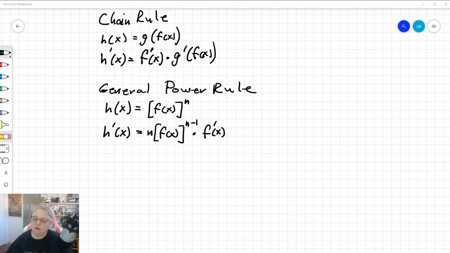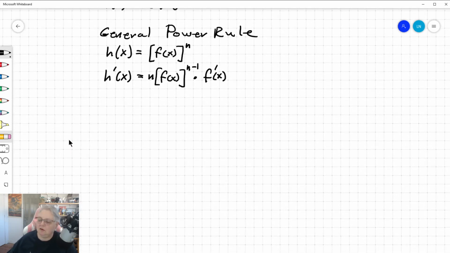Let's start with one that we can't do any other way. So let's just jump into this with a problem that there is only one way for me to do. So let's take a square root. Let's call f of x the square root of x squared plus 1.